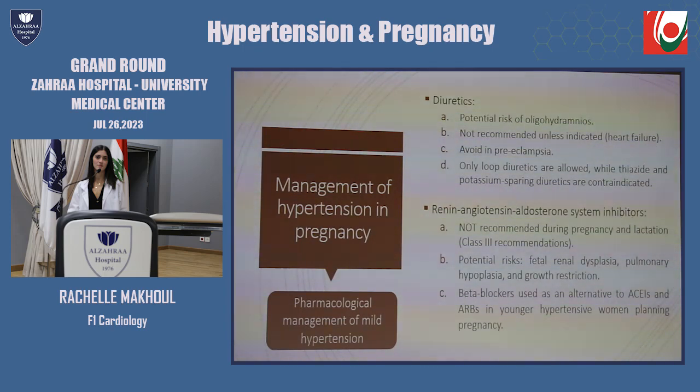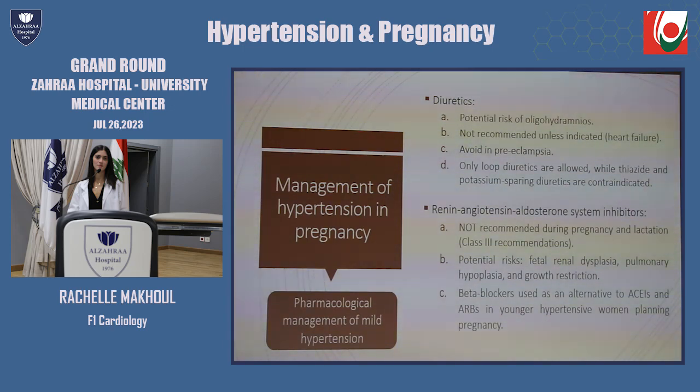Now, what about the use of diuretics during pregnancy? We should avoid diuretics during pregnancy because they have a potential risk of oligohydramnios unless there is a clear indication for diuretic use, such as in heart failure. And diuretics should also be avoided in preeclampsia because there is a high risk of volume depletion. And when it is indicated, only loop diuretics are allowed. And all renin-angiotensin system inhibitors are not recommended because they increase the risk of dysplasia, pulmonary hypoplasia, and growth restriction.